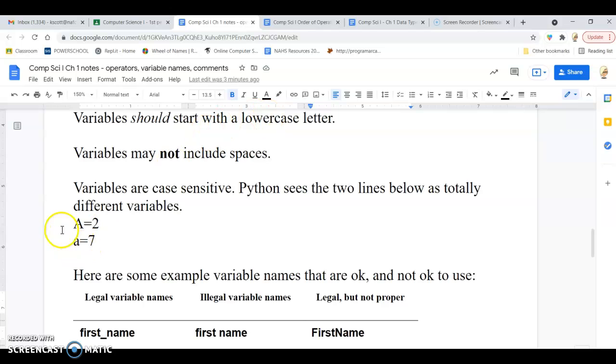So these two variables, a equals 2 and a equals 7: we're setting 2 as the value that capital A is holding, and 7 as the value that lowercase a is holding. Those are totally different variables according to Python. So even though we would just call them A, Python would see them as completely different variables because one is uppercase and one is lowercase.